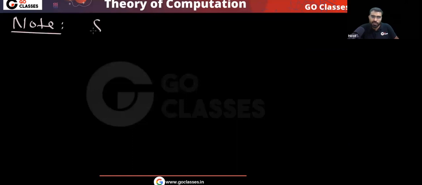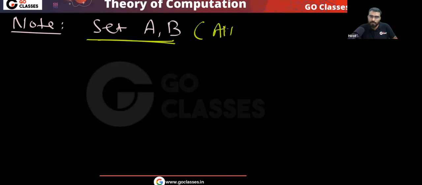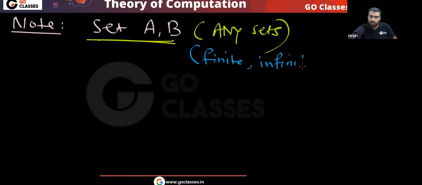Note, you have two sets, set A and set B. They can be any set, finite or infinite. Remember, they can be any sets. It does not matter, you can take whatever sets you want. So you can see these are two sets.